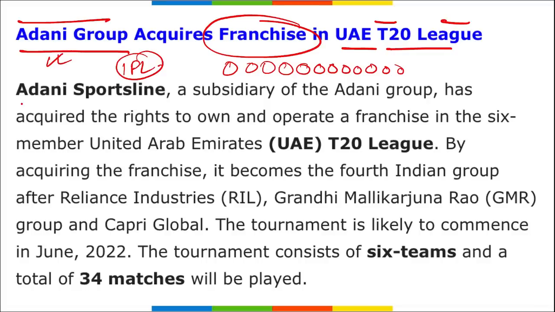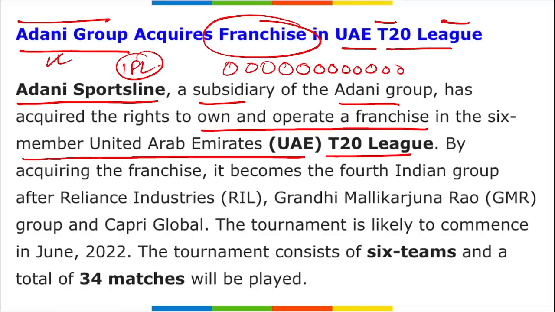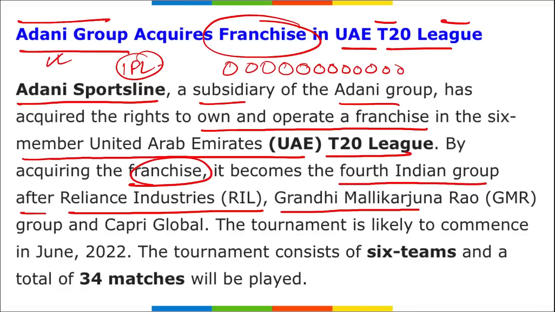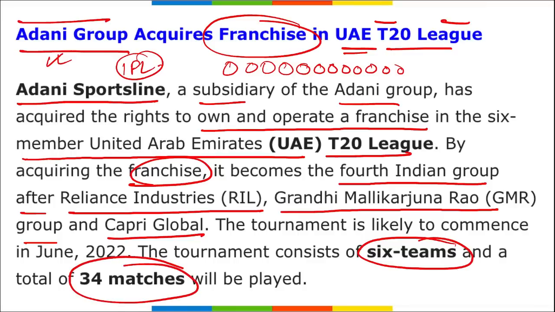The name of this Adani Group entity is Adani Sportsline, a subsidiary of Adani Group, which has acquired the right to own and operate a franchisee in the 6-member United Arab Emirates T20 League. By acquiring this franchisee, it became the 4th Indian group after Reliance Industries, Gandhi Malkiranjan Rao Group and Capri Global. Then remember this tournament, the T20 League of UAE, consists of 6 teams. They will be having 34 matches in total. And it is similar to your IPL, that is your Indian Premier League.